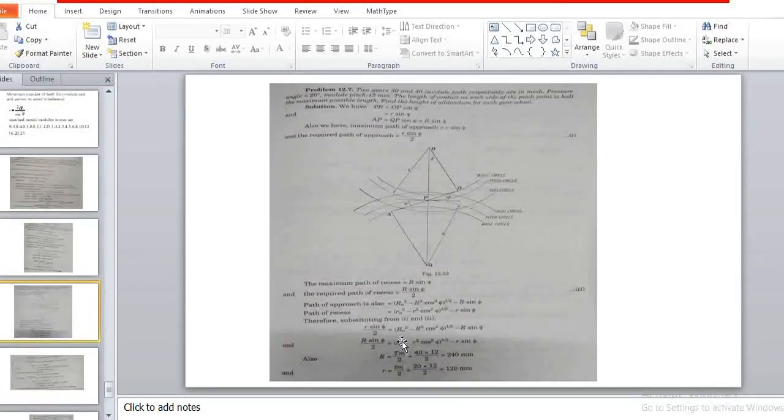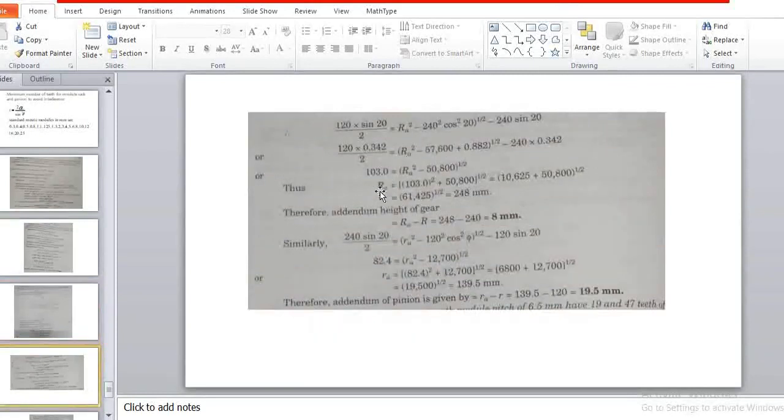Put those values here. In this equation phi is given as 20, and small r and capital R we calculate using the mt by 2 formula. Now in this equation the only unknown is capital R, and in the other equation the only unknown is small r. By simplifying this we can find the capital R value and small r value. Once we know these, we can find the addendum height of that particular gear. The addendum is equal to the addendum radius minus the pitch circle radius.